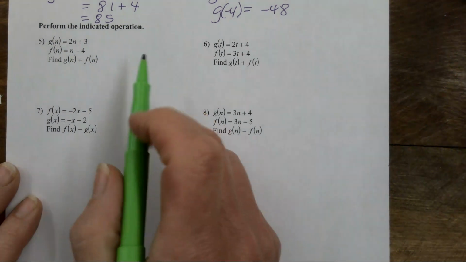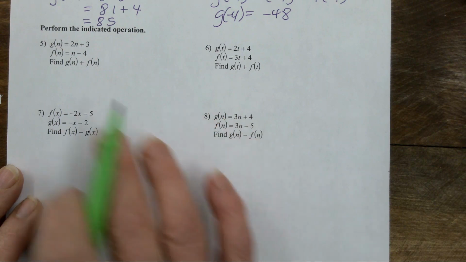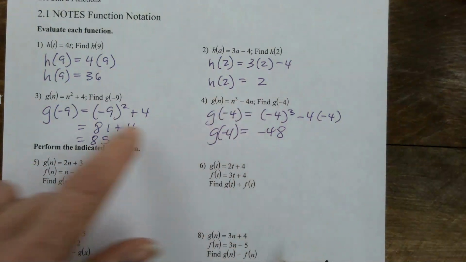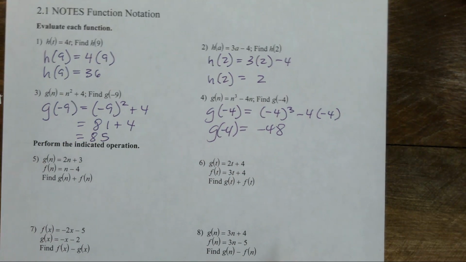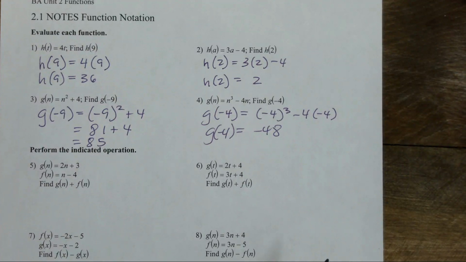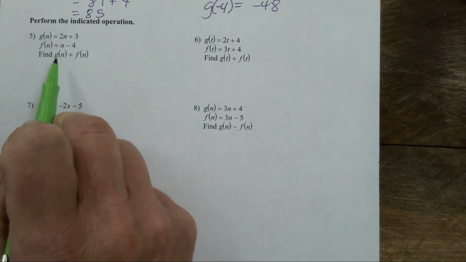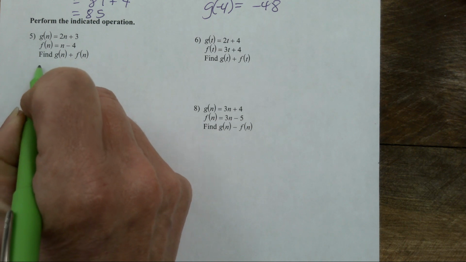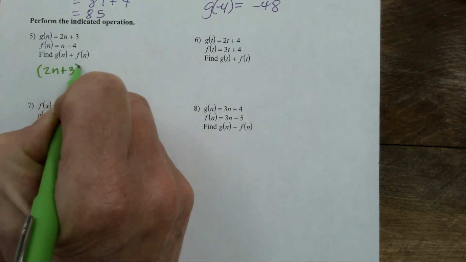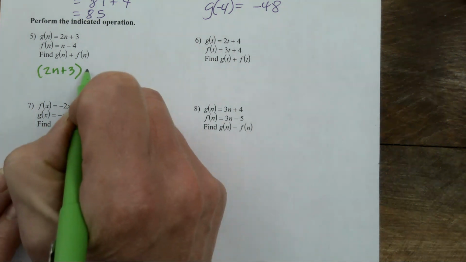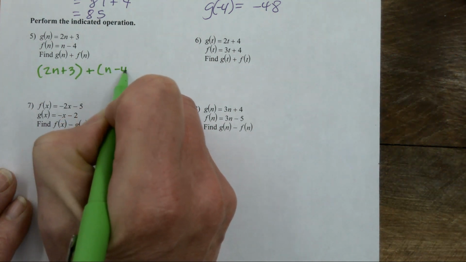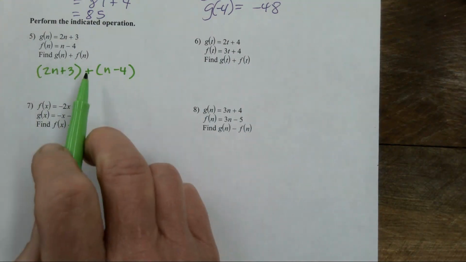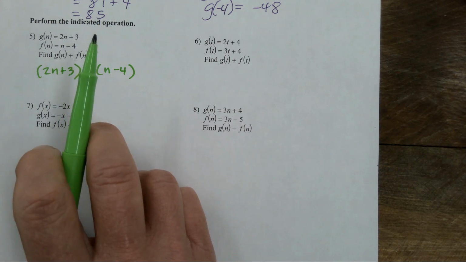So in problems like these, 5 through 8, we're not going to be getting a value like we did in the first half of these notes. We're going to be getting a new mathematical expression. This says take the g function and add to it the f function. So I'm going to do 2n plus 3, that's the g function, plus n minus 4, that's the f function. Now when it's addition, I can just drop the parentheses. I don't need to worry about the parentheses at all.